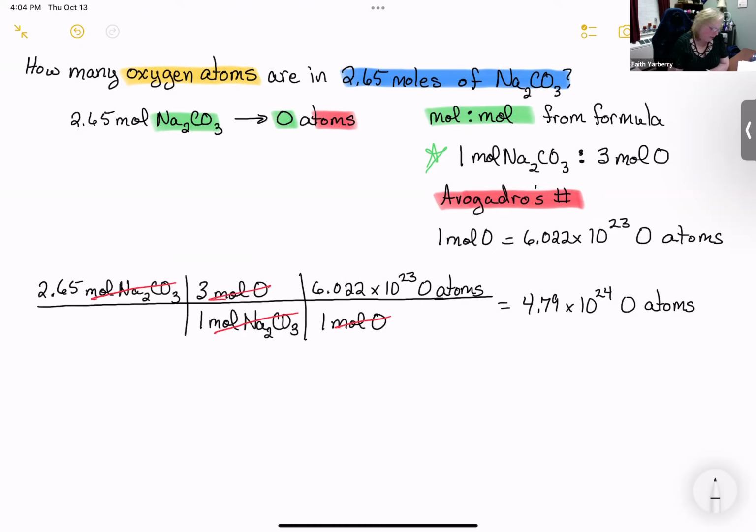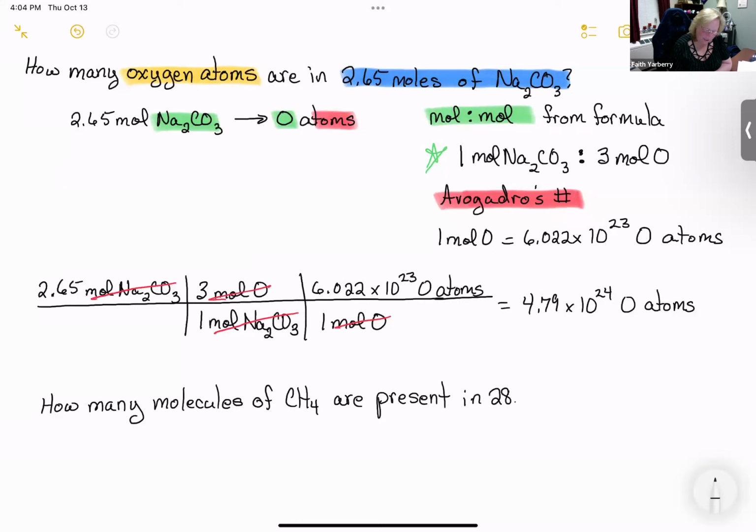Okay, so let's look at another example. How many molecules of methane are present in 28.165 grams of methane?